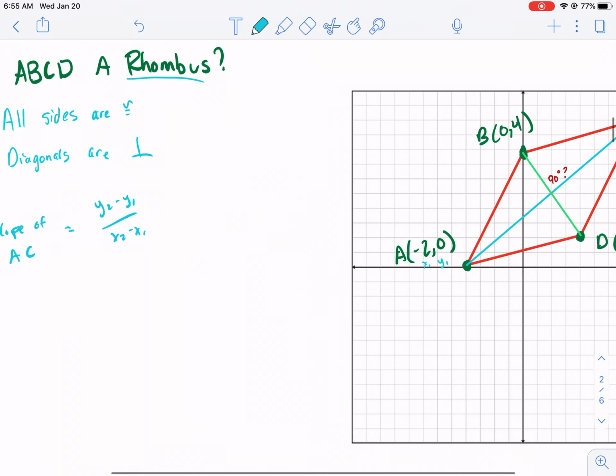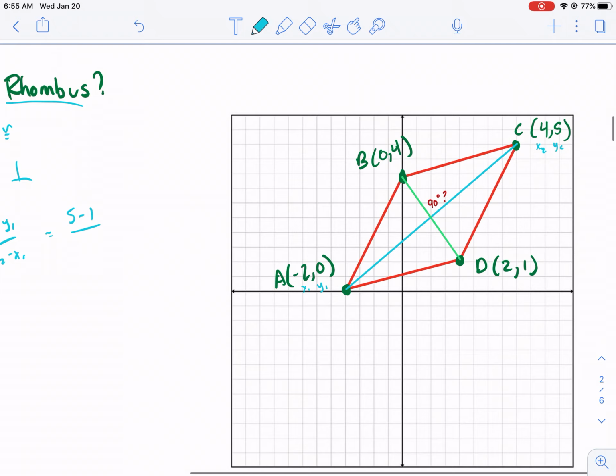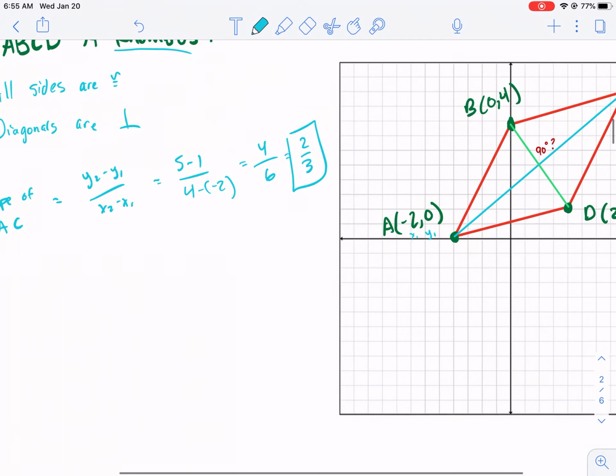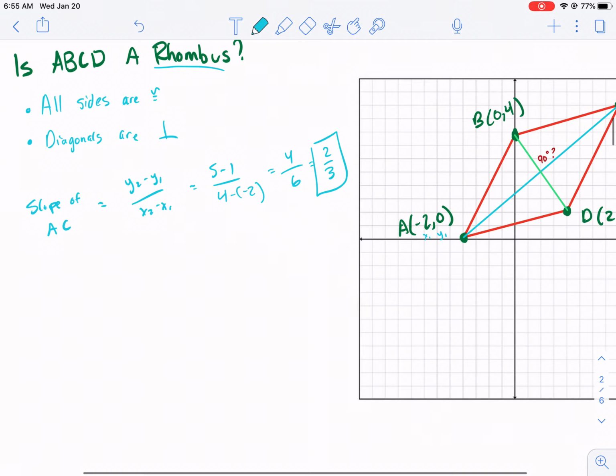My y2 is 5 minus 1, so that's going to be 5 minus 1. My x2 is 4, 4 minus a negative 2. Be careful with the negatives. So we get 4 over 6, reduce it, 2 over 3. Okay, always reduce because then it becomes easier to compare them at the end.